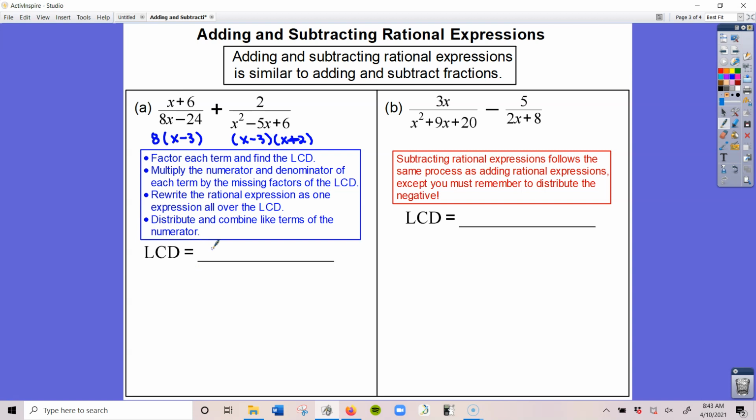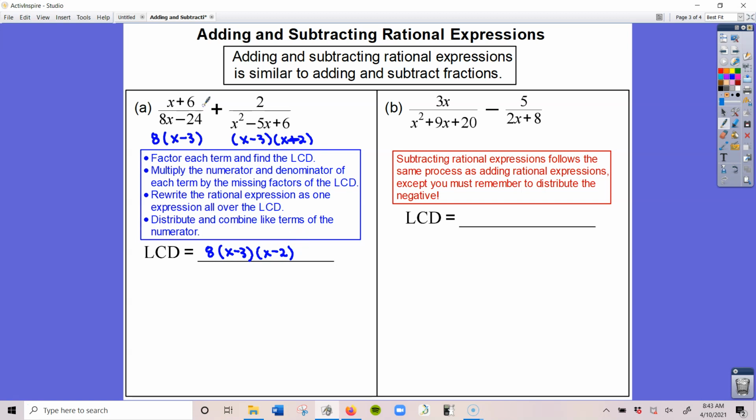So now for my LCD, we put all of the unique factors together. We have an 8, we have an x minus 3, we have this x minus 3. It does not have a higher power, so we don't need to write it twice, we keep it. And then we have the x minus 2. So this is my LCD.